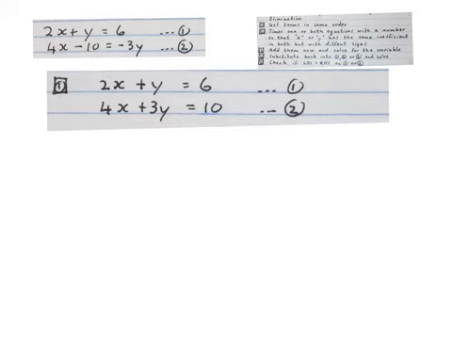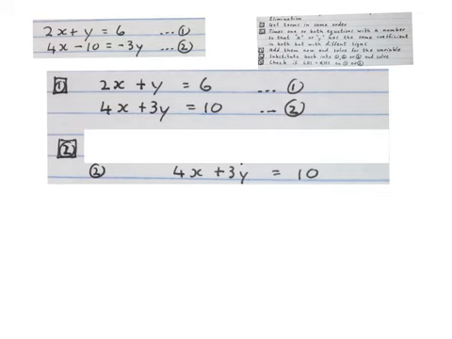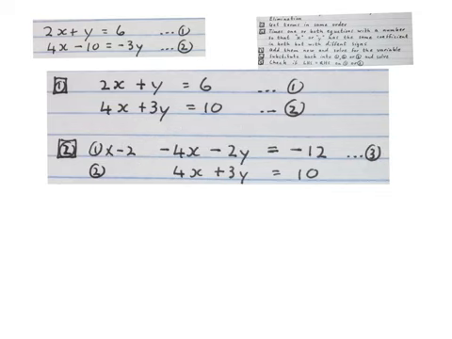Next we want the same number in front of x or in front of y, but with different signs. Let's keep the second one, and let's times the first equation by minus 2 right through. 2 times minus 2 gives you a minus 4x. This times minus 2 gives you a minus 2y. And this times minus 2 gives you a minus 12.